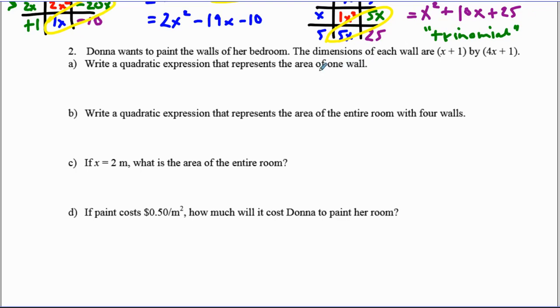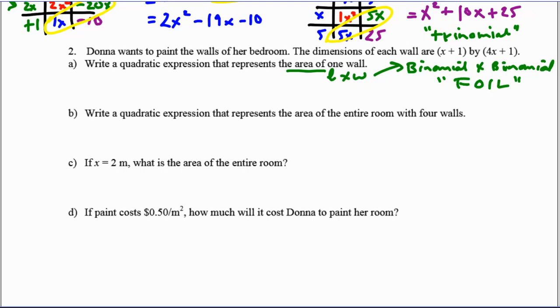So here is where we're going to use area, which is just length times width. And this is going to be a binomial times a binomial, or FOIL. All right, so write an expression. They didn't give us much room here.